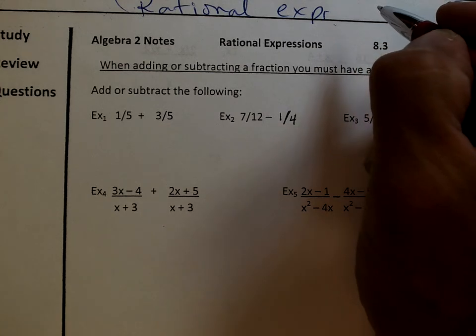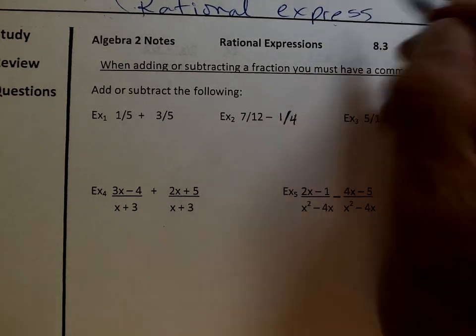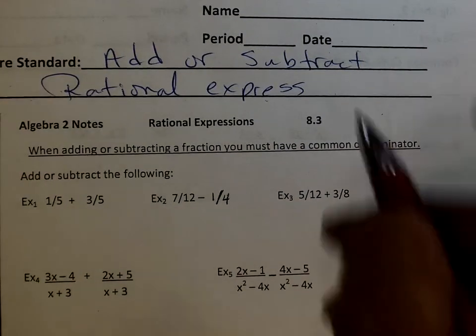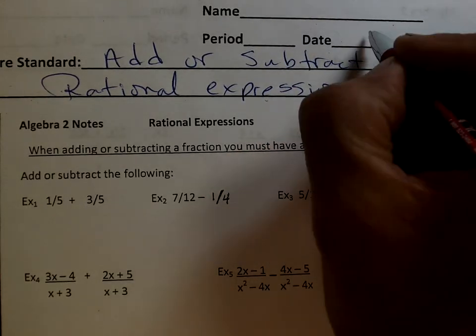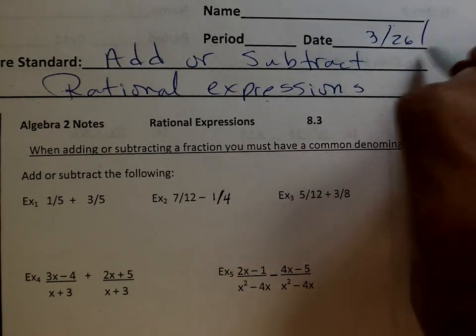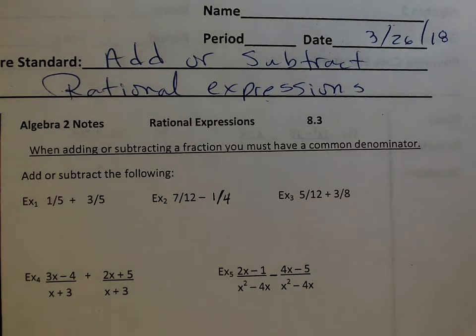What's the date today? It's the 26th. We can't see what it's on. Okay, add or subtract rational expressions. Okay, and it is 3, 26, 18. Okay, how's that?